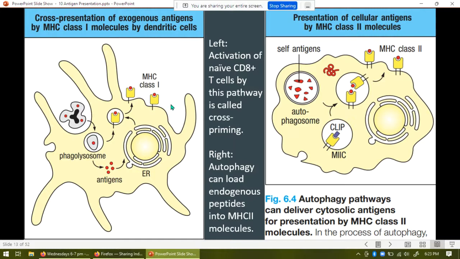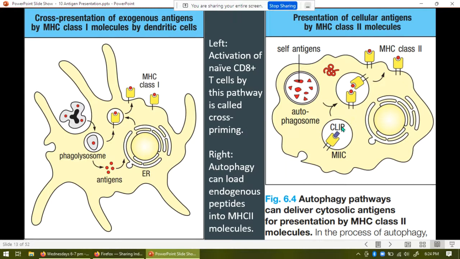The importance of this is really large. If dendritic cells were not capable of doing this, they would not be able to go to the lymph node and activate naive cytotoxic T cells, CD8 positive T cells, right? So that is extremely important. The dendritic cell does not have to be infected with a pathogen in order to activate naive CD8 positive T cells, because it can do this cross-presentation. And the activation of the T cells is called cross-priming when it happens by this pathway. Okay, so this is really important to activate naive CD8 cells.